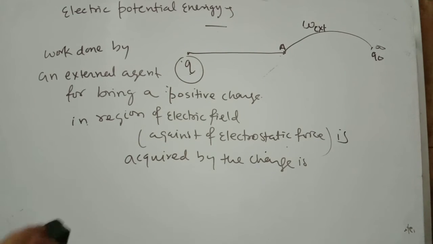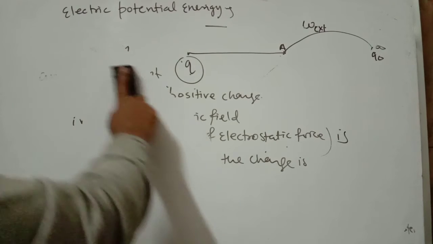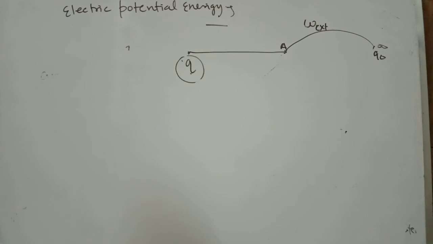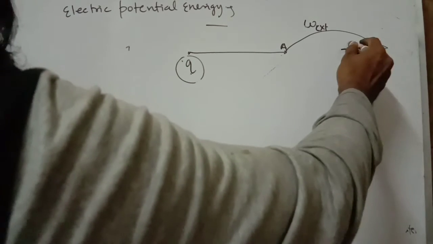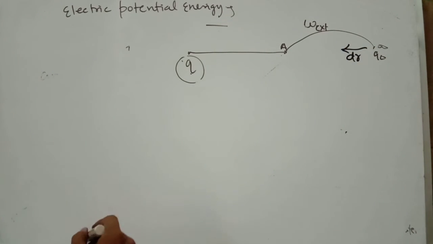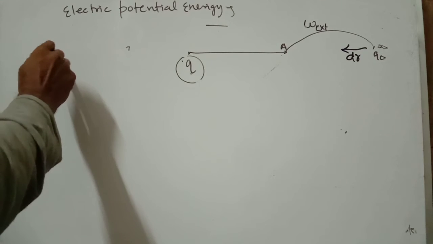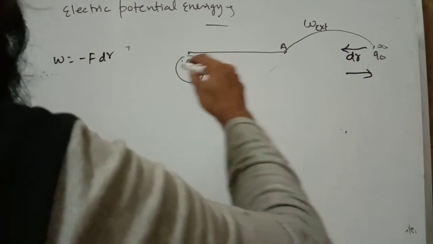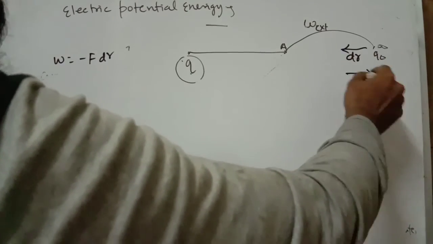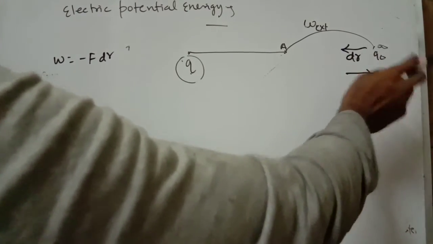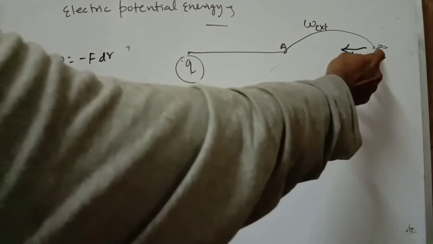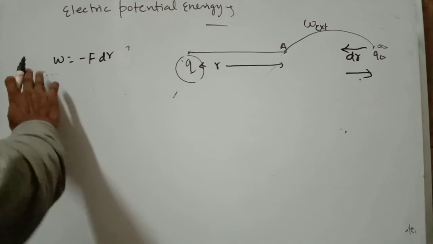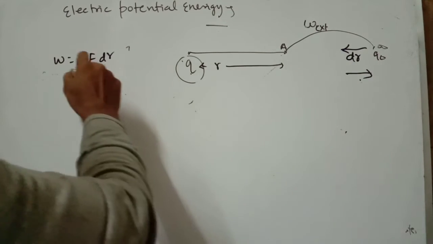So how can we find the expression of electric potential energy? Very simple. Let me consider a small distance dr. Now we can write work done is minus F dr. Why? Because the direction of the electrostatic force on the charge Q is the direction of the electric field, and the displacement is from infinity to A. So work done equals minus F dr.